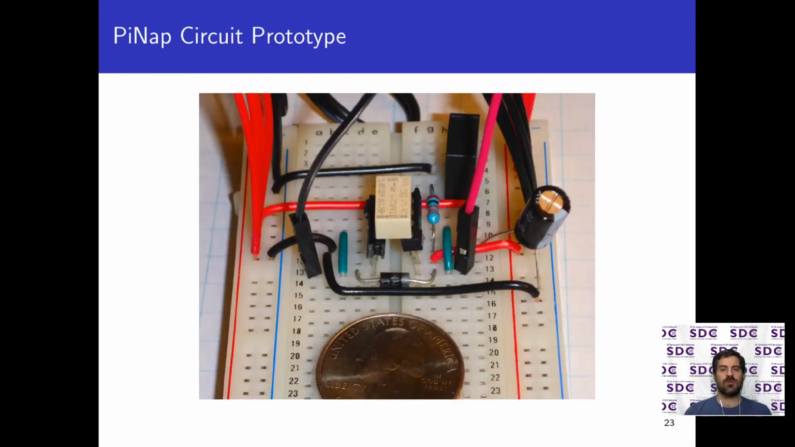Here is the first prototype of the PiNap circuit on a breadboard. The relay is at the center. The big capacitor C1, a supercap, is the black rectangle on the top right. C2 is the cylinder on the right. The protection diode and resistor are adjacent to the relay. It's all very small and was fairly easy to assemble. Splicing the breadboard into the Pi's power cord involved some soldering, which was by far the biggest chore in building this prototype.